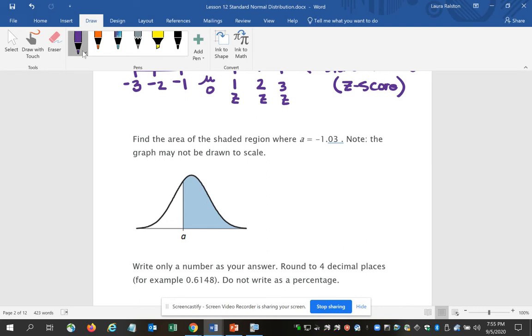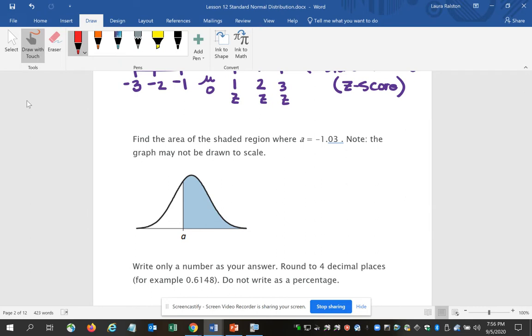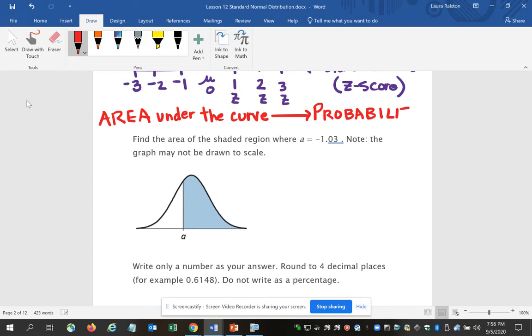One other thing that I need to mention, and I do not know if they mentioned it in the lesson, is that all these questions talk about finding the area of the shaded region or the area under the curve. What you may not know or have understood is that the area under the curve corresponds to the probability. That's the connection between the normal distribution and the idea of finding a probability, is that area under the curve corresponds to the probability.